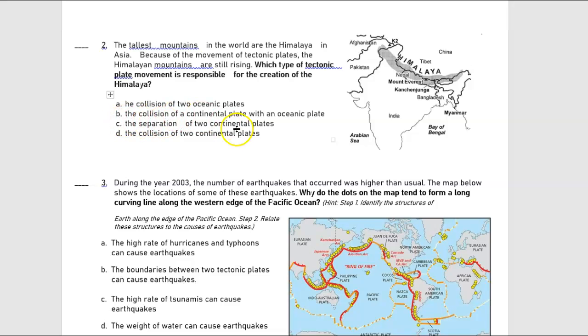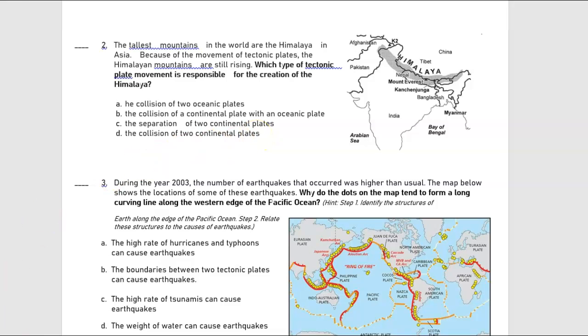C, the separation of two continental plates. D, the collision of two continental plates. So what causes the Himalayas? Collision of two oceanic, collision of continental and oceanic, separation of two continental, or collision of two continental.